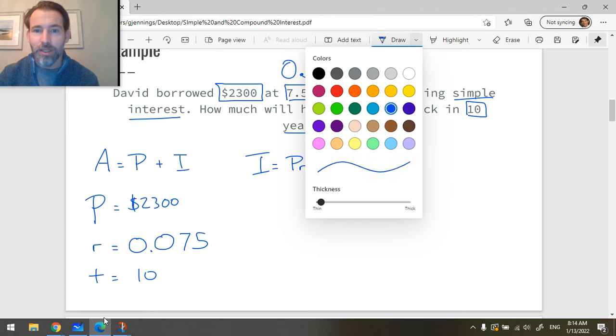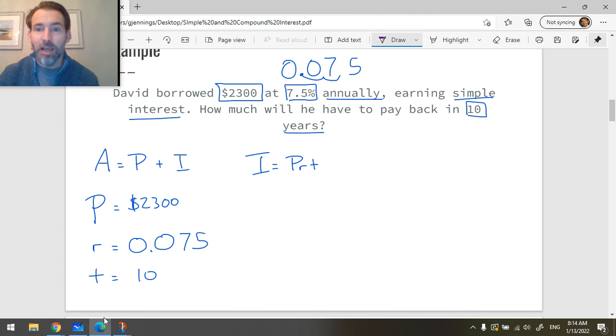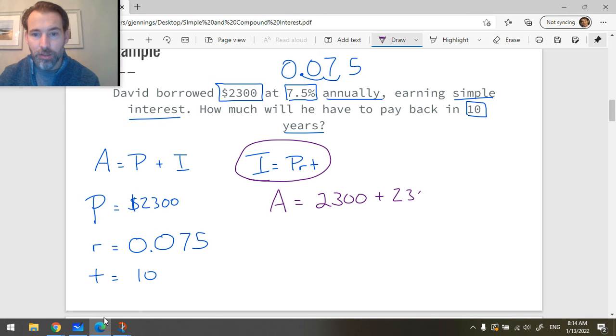Now, let's put all of this together and find out how much he'll have to pay back in 10 years. Okay, so the amount that he will have to pay back is equal to the principal, $2,300 plus the interest. The interest is here. So I'm going to write down the principal times the rate times the time. Okay, so I could actually factor this. You could factor the P out, and you would have P times 1 plus RT. That would be another way to write this formula.